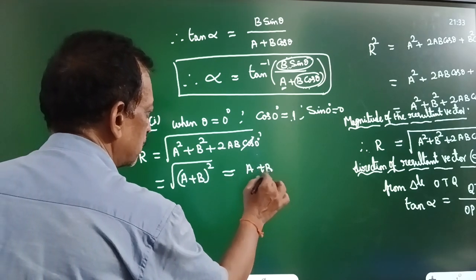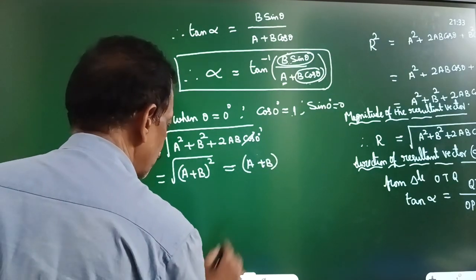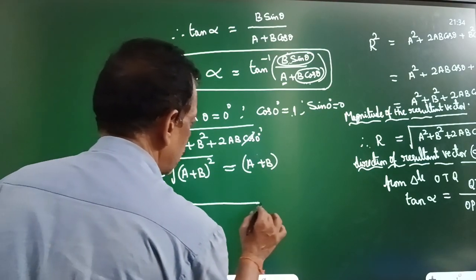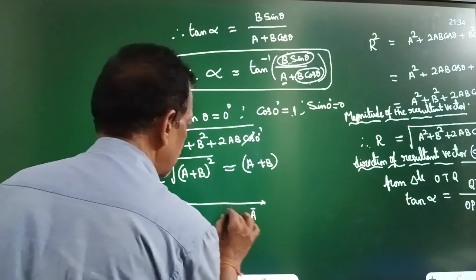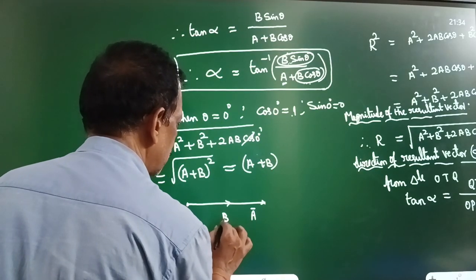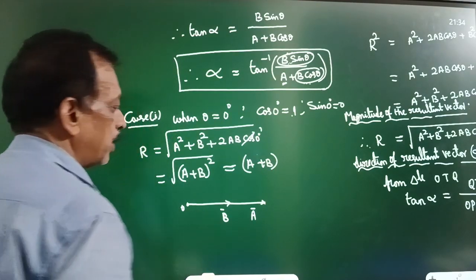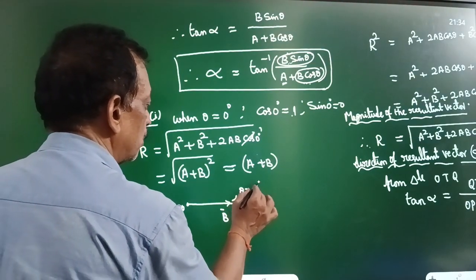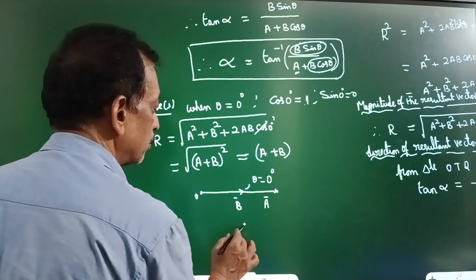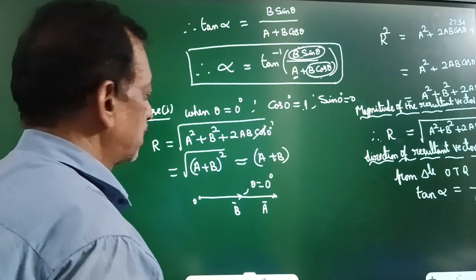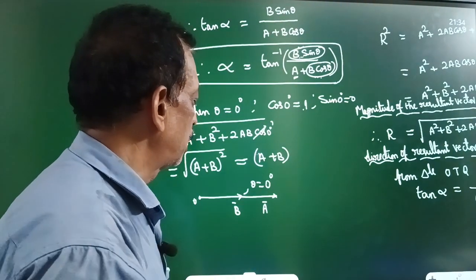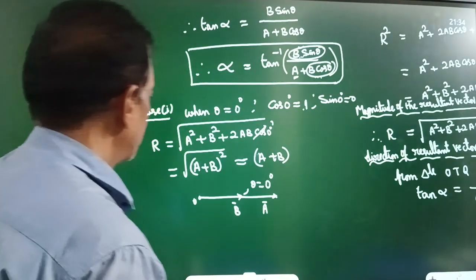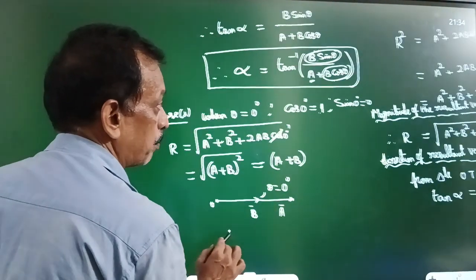How should the vectors be drawn? They are called collinear. This is the A vector and this is the B vector. They are collinear. The angle between them is theta equal to 0. So what is the direction? The resultant is along A and B. Next, case 2. Copy.